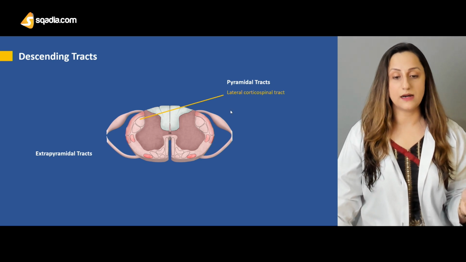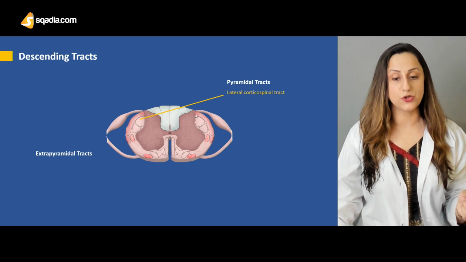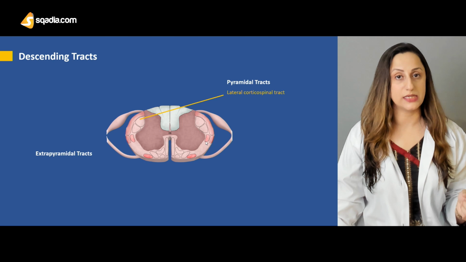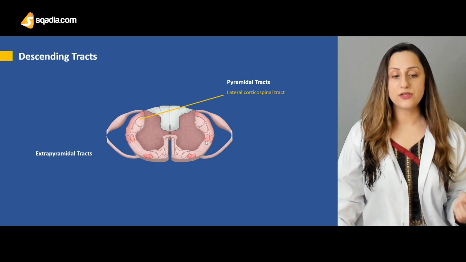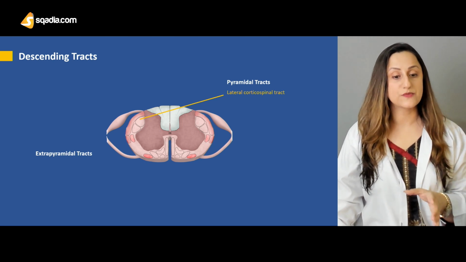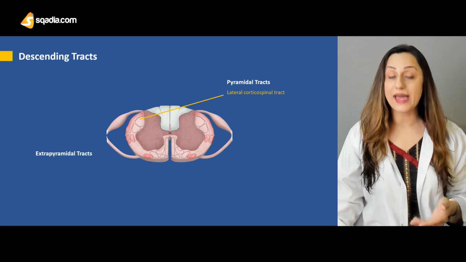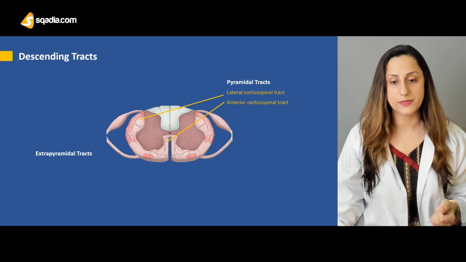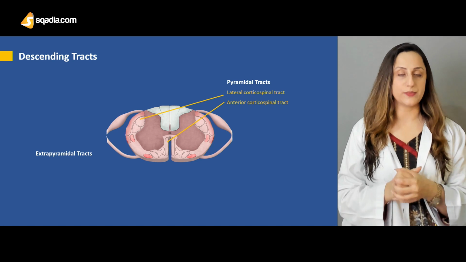Here is the butterfly-shaped gray matter, which is present centrally, and we all know that we have the white matter, which is located peripherally. And you have to remember the exact locations for these descending tracts when we look at a cut section of the spinal cord. And then we have the anterior corticospinal tract.